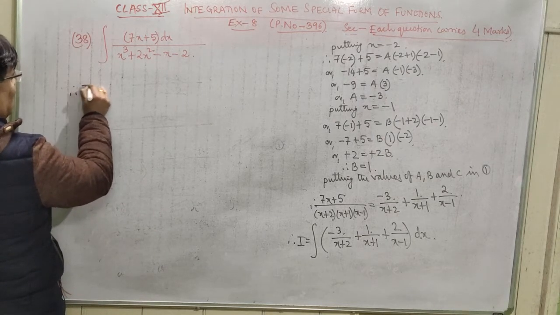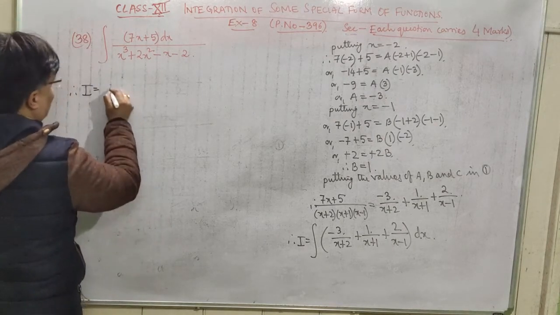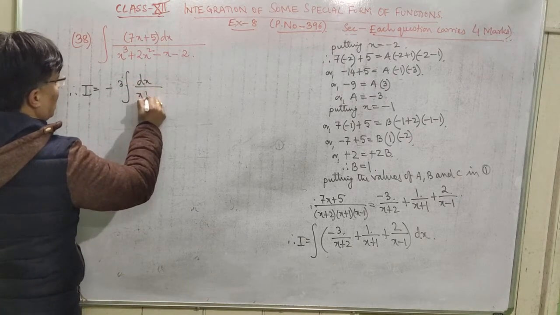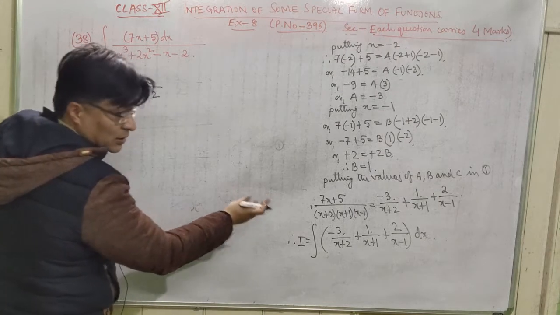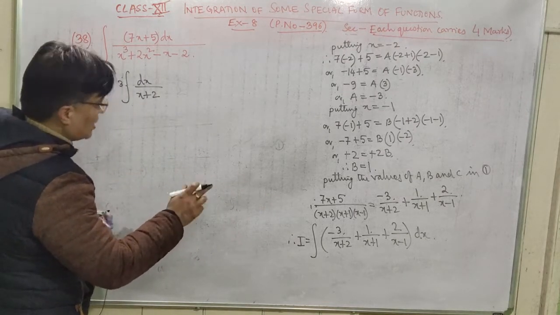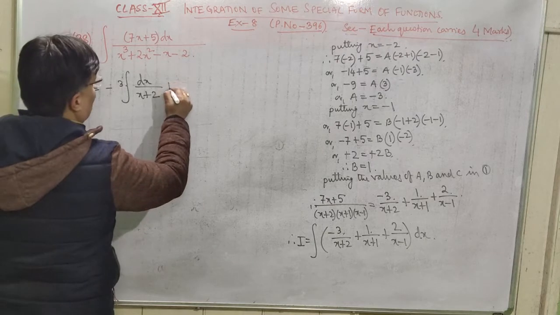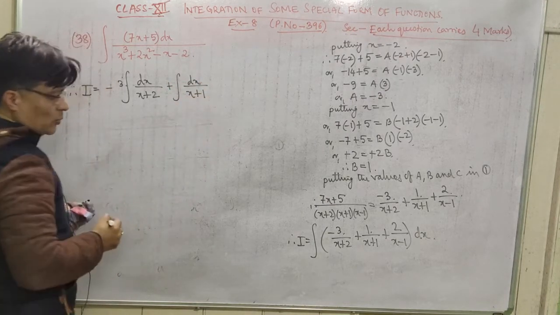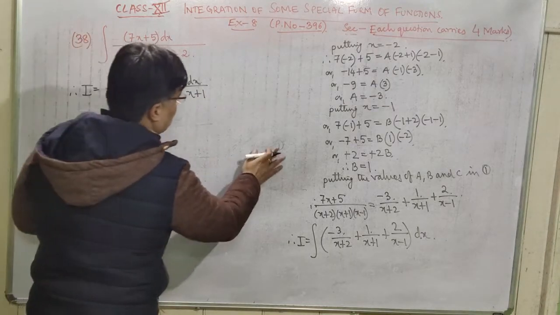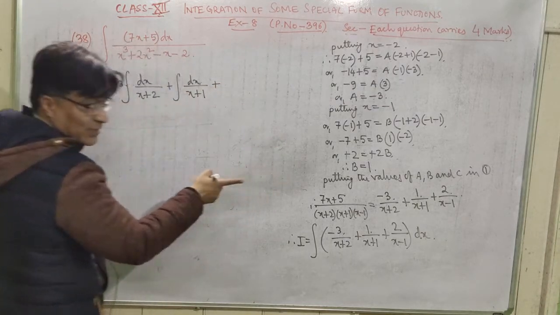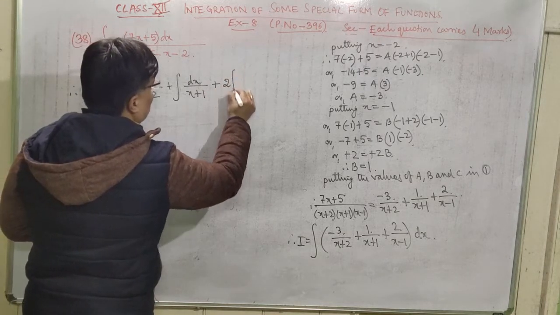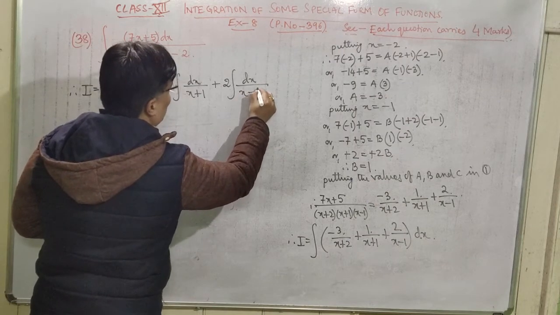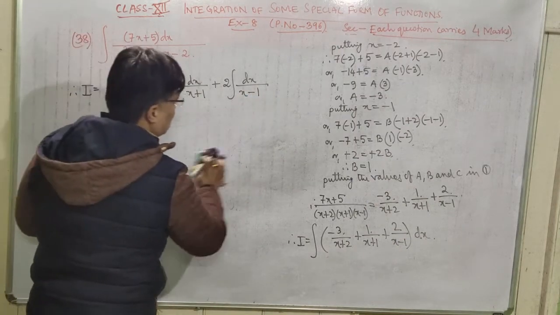So therefore, I is equal to, what is the first term? Minus 3 integration of dx divided by x plus 2, right? Minus 3 is constant, it is taken outside integration. So integral sign dx upon x plus 2, then plus integration of 1 into dx divided by x plus 1, then plus 2 is constant, it is taken outside. 2 integral sign dx divided by x minus 1. So I think you have understood it.